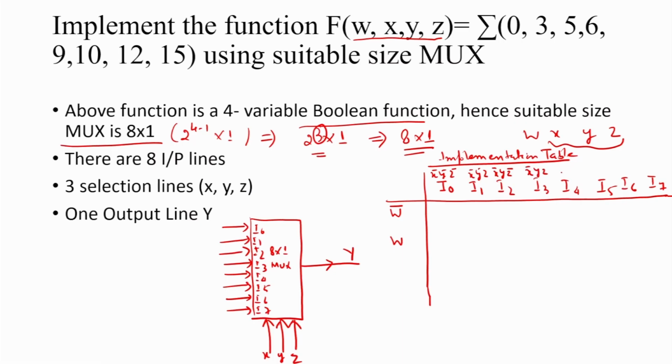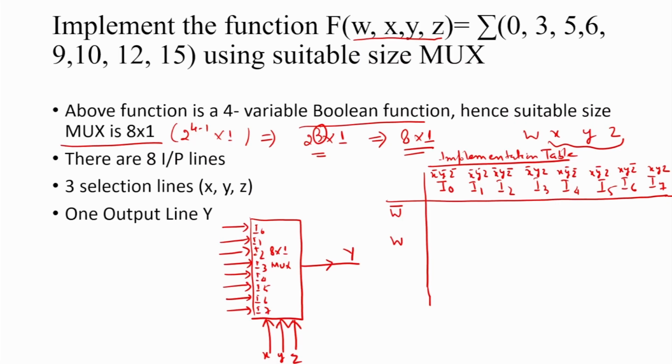Similarly, what does I4 represent? When the supplied value is 1 0 0, that means I4 is selected as the output. This means x, y complement, z complement. Similarly I5 is x, y complement, z. Similarly I6 is x, y, z complement, and I7 input is selected as output when the values of x, y, z are 1 1 1.